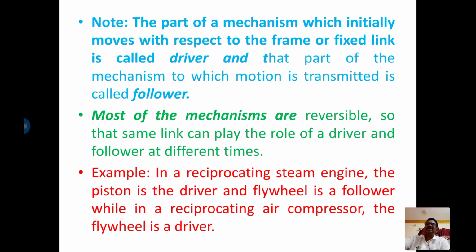For example, in a reciprocating steam engine, the piston end is the driver and the flywheel is the follower, while in a reciprocating air compressor, the same mechanism acts as a compressor and the flywheel is the driver. So at different times, different elements act in different ways. One time it may be a driver, another time a follower, and another time a coupler. This is about the inversion of mechanism.